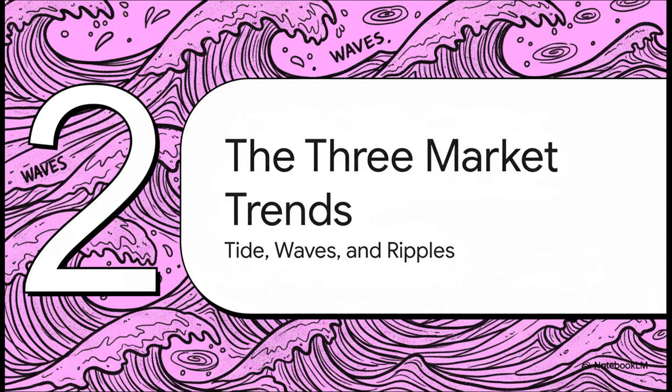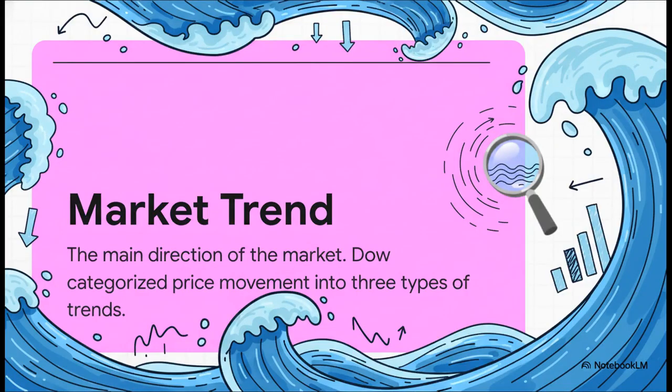Okay, so now let's get into one of the most powerful and honestly intuitive concepts in the entire theory, the idea of the three market trends. So, Dow's big idea was this. While the day-to-day price swings might look like pure random chaos, they're actually part of much larger identifiable trends. And to explain this, he used this absolutely brilliant analogy that we still use today, the ocean.